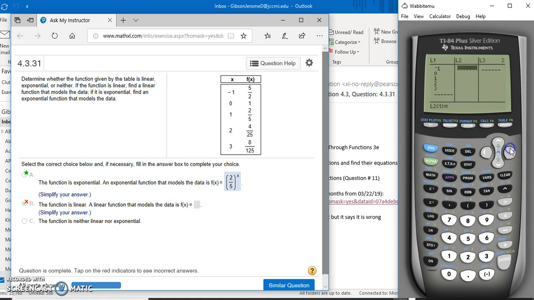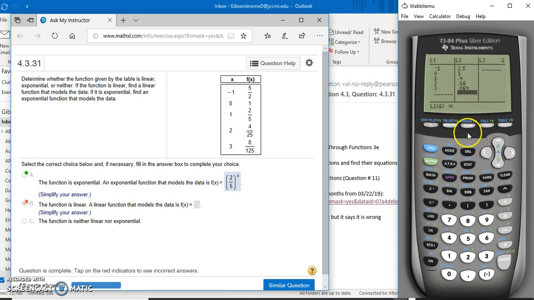Now we go here to the right to L2. We have 5 halves, 1, 2 fifths, 4 25ths. As you see, it converted it to a decimal, but these are the fractions. And then finally, 8 divided by 125. So now we have all our values in.